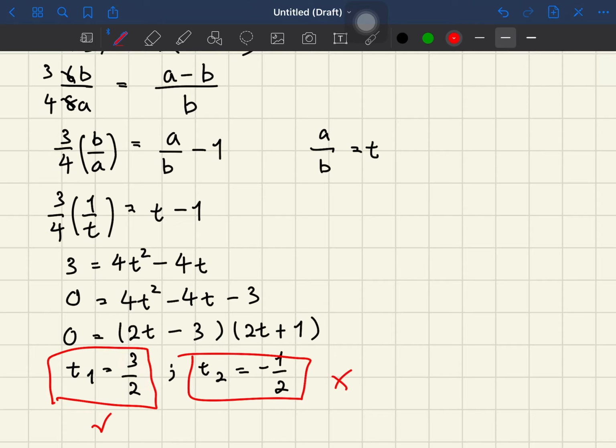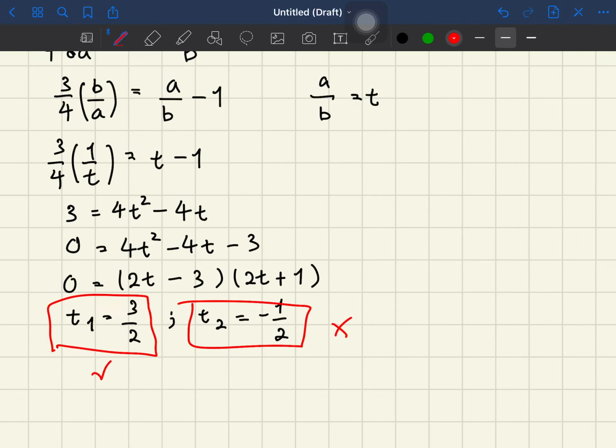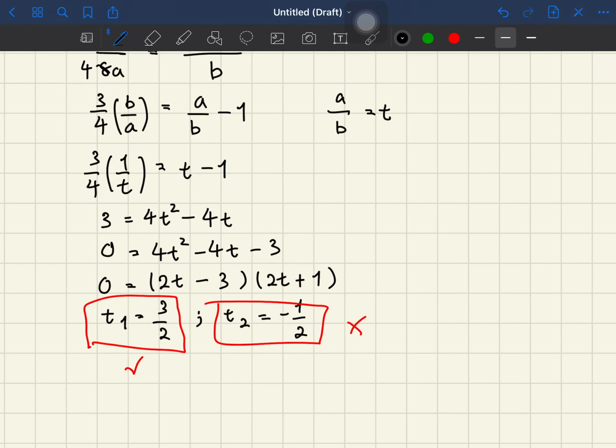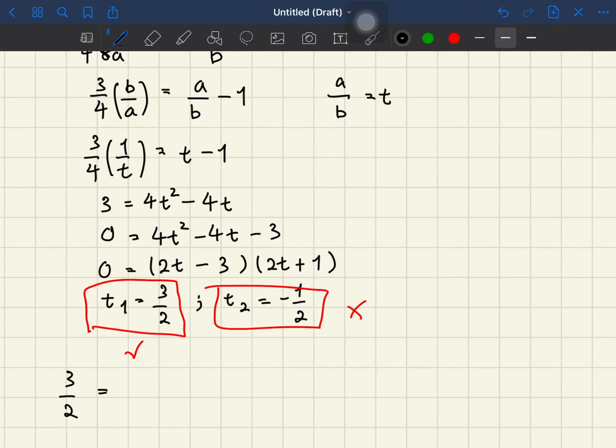Why? Because t2 is a negative ratio, and we can't have a negative ratio in the first quadrant because the first quadrant must have positive values for A and B. And so t1 is the correct ratio. So we must use t1 equals 3/2. So 3/2 equals, in this case, A over B.